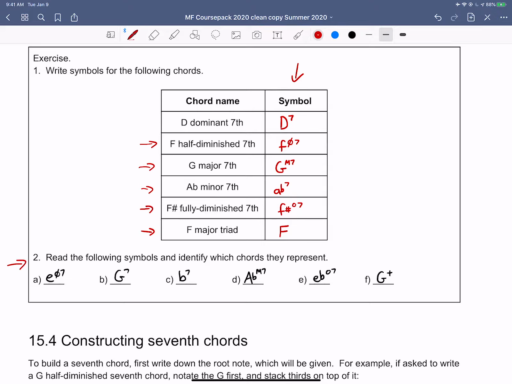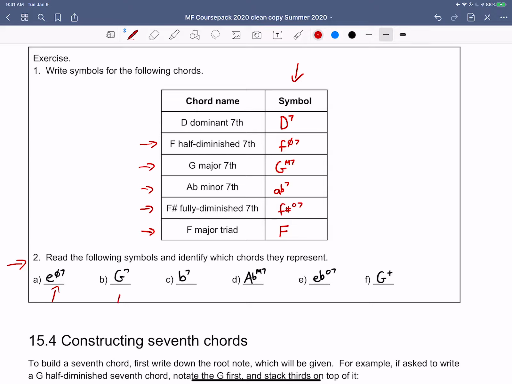Now, let's go into number 2. This is going to be an important bit of training as you go on to some of the later sections in this chapter. This just teaches you to look at a symbol and then pronounce the name of the seventh chord. So let's do these one at a time. Looks like we've got a lowercase e. We've got that half diminished sign, right? And we've got the number 7. So you would pronounce this as E half diminished seventh.